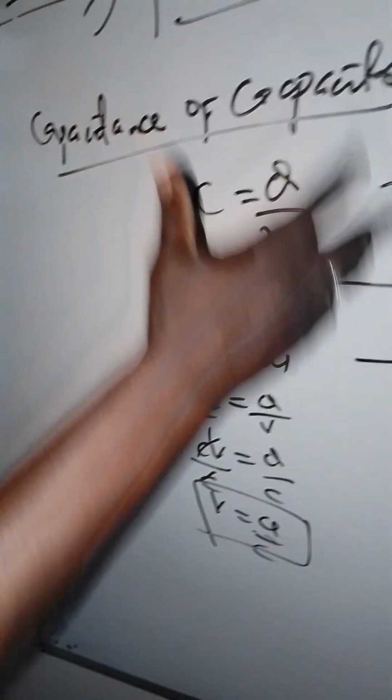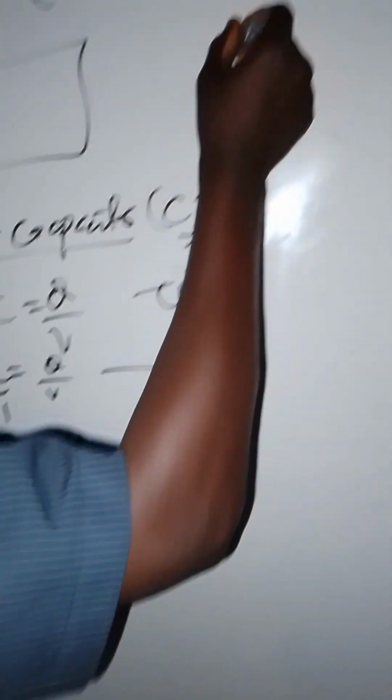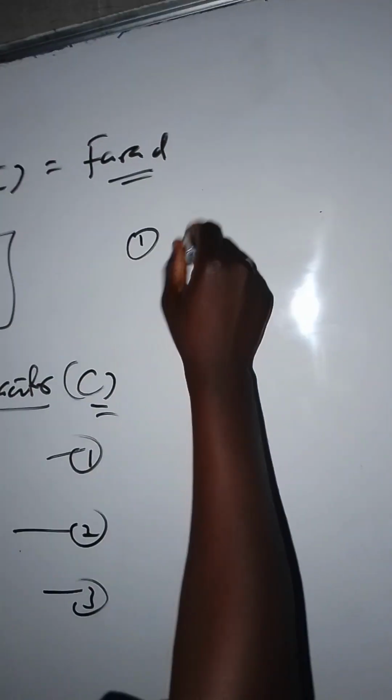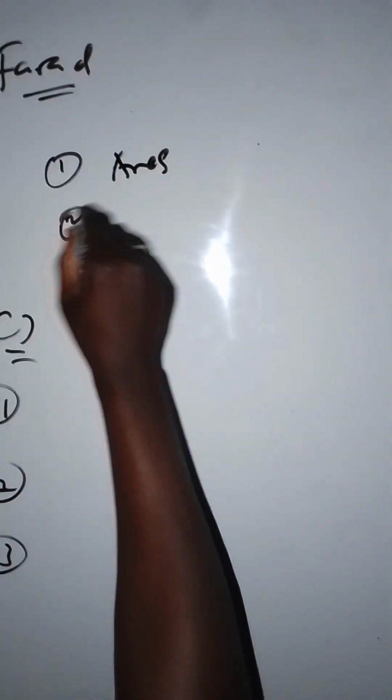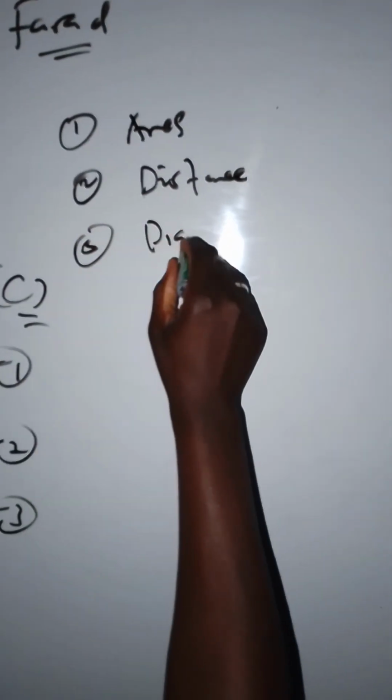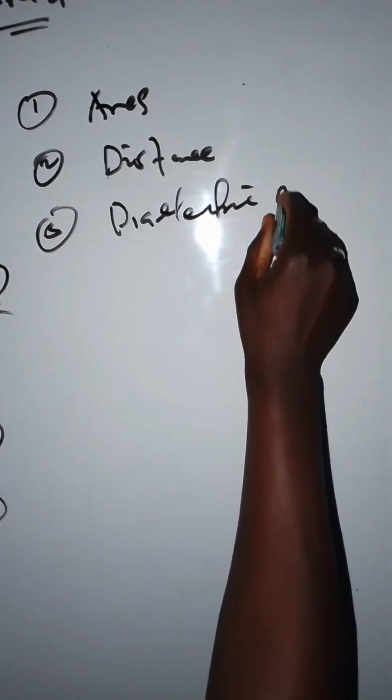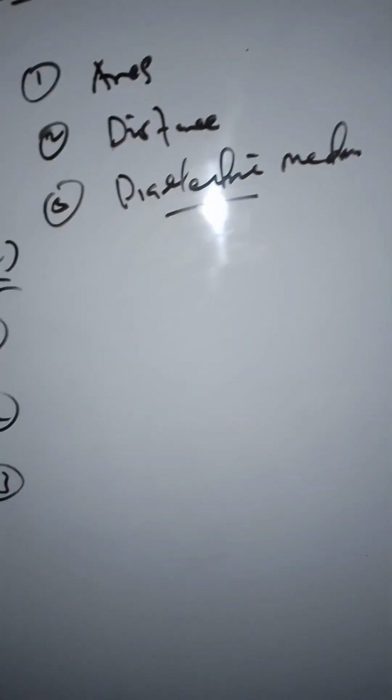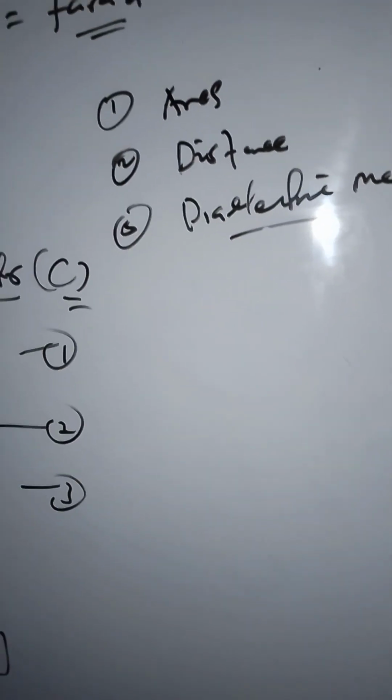Let's start talking about the factors that affect capacitance. There are factors that affect capacitance. Number 1, we have the area between the plates. Number 2, the distance between the plates. Number 3, the dielectric medium. These are the factors that affect the capacitance of a capacitor: the area between the plates, the distance between the plates, and the dielectric medium, as the case may be.